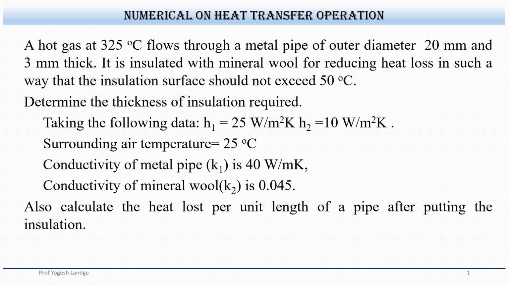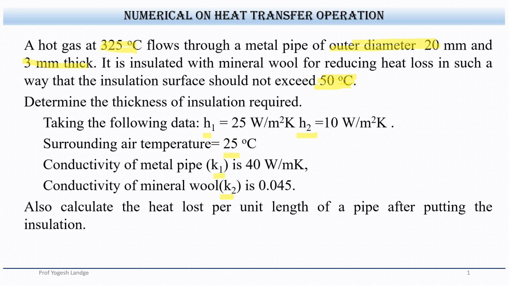If you see here, the data with us: the temperature of the hot gas is given. The diameter of the outer pipe is mentioned here. Then the thickness of the pipe. After that, the insulation surface should not exceed, so the surface temperature of insulation is given. And the data H1, H2 and the surrounding temperature is given. The conductivity of both the pipe as well as the mineral wool, that is the insulating material, is given.